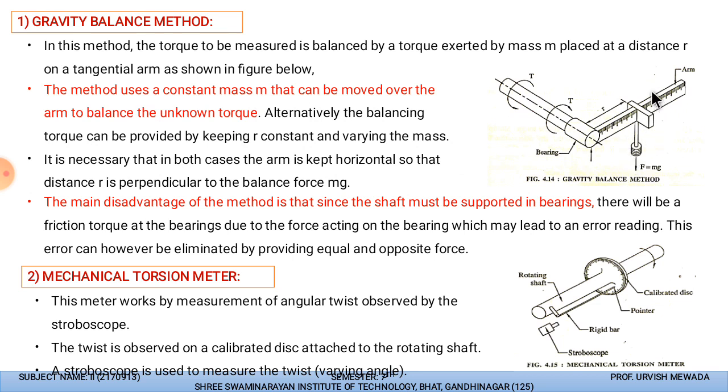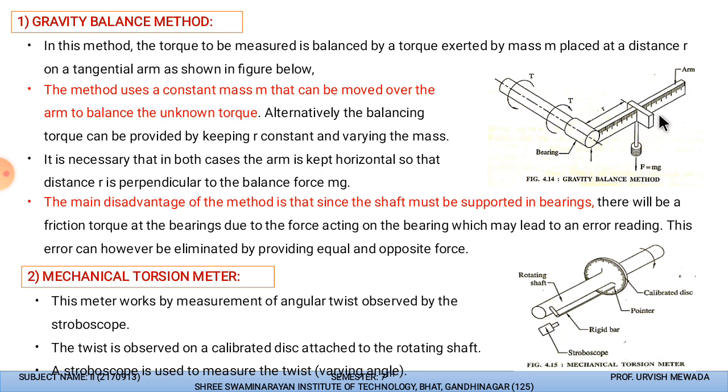It is necessary that in both cases the arm is kept horizontal, so that the distance r is perpendicular to the balance force mg. We have to keep in mind that we need to put a particular mass over here, so that we can keep a specific distance r from the rotating arm, and this is the mark where the pointer sets after the rotation.